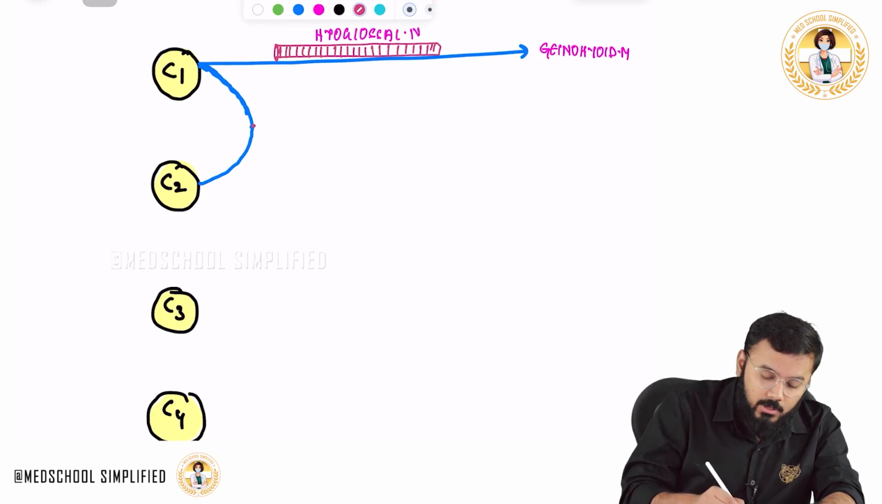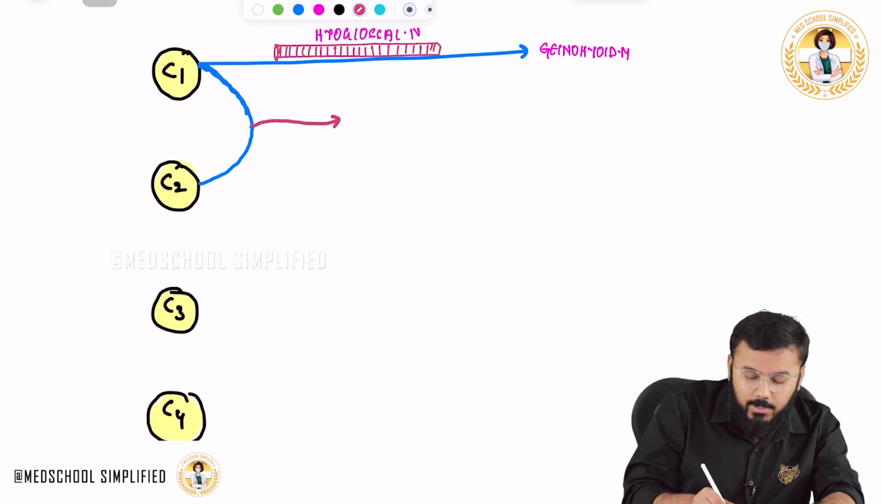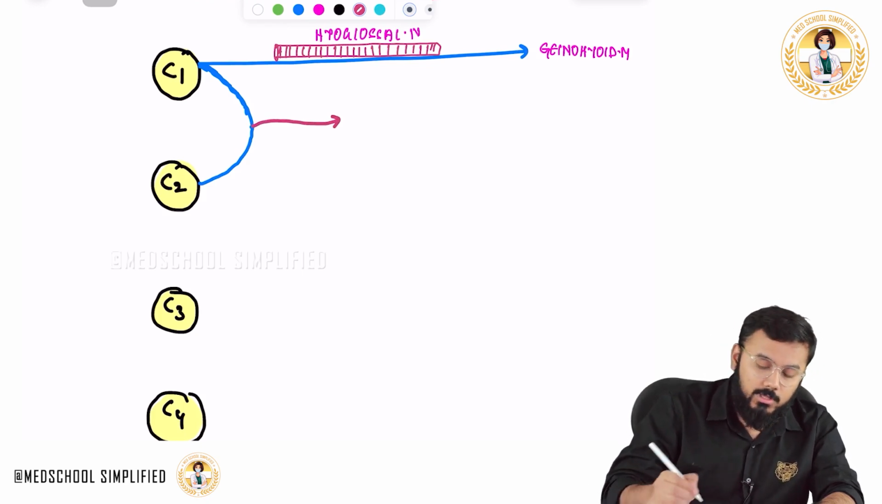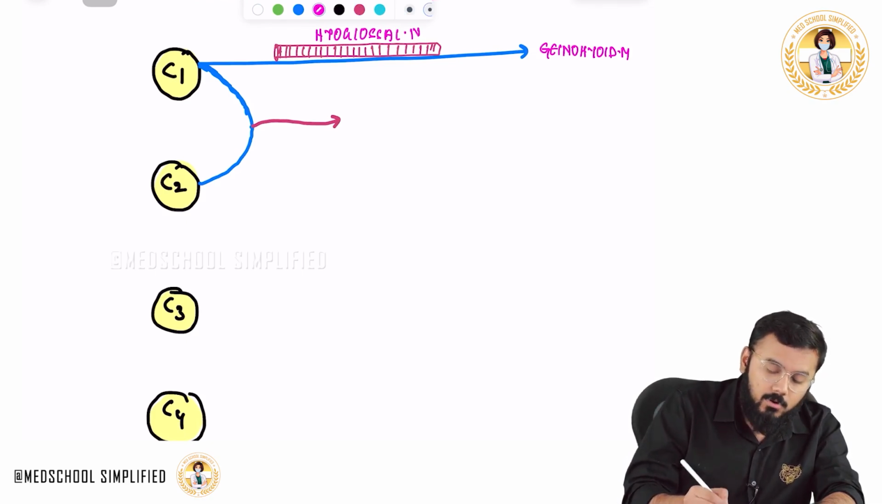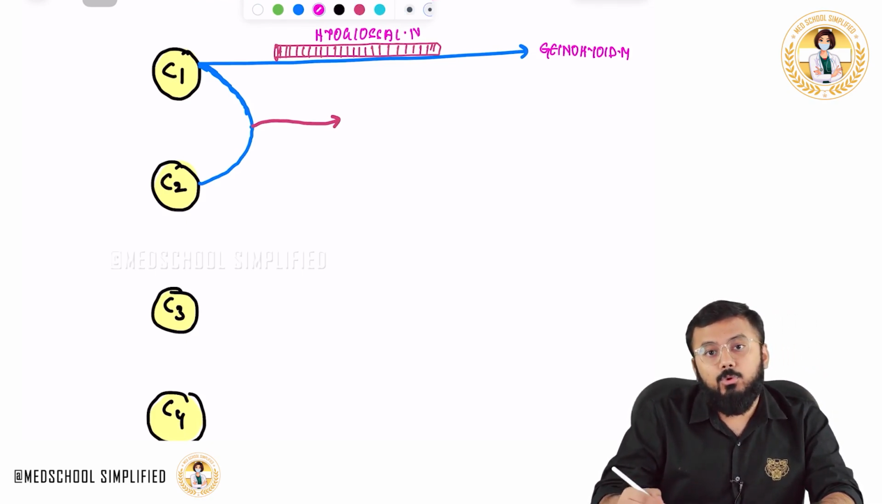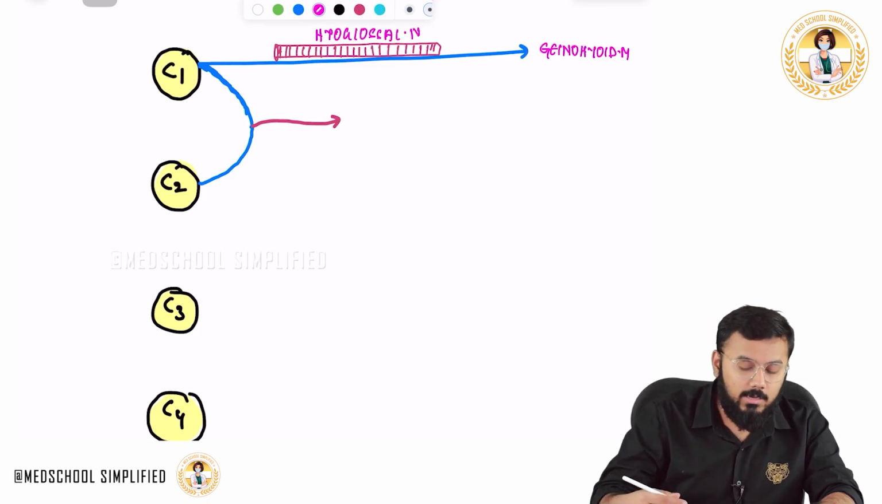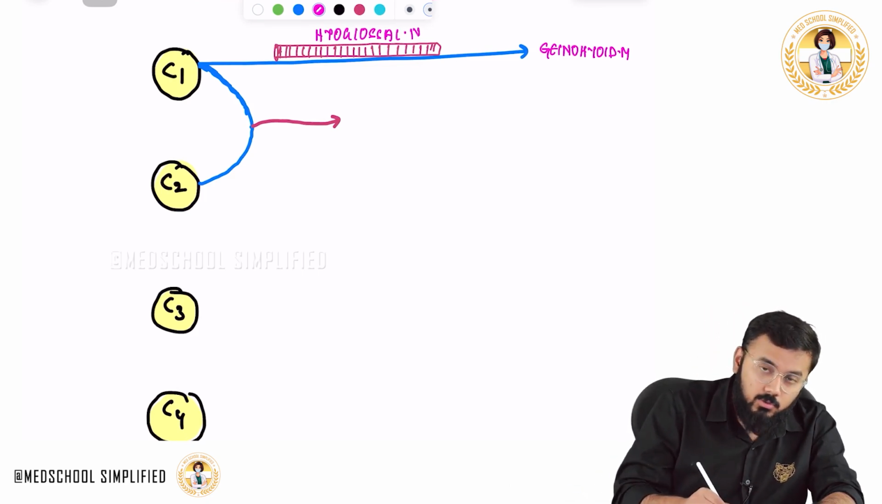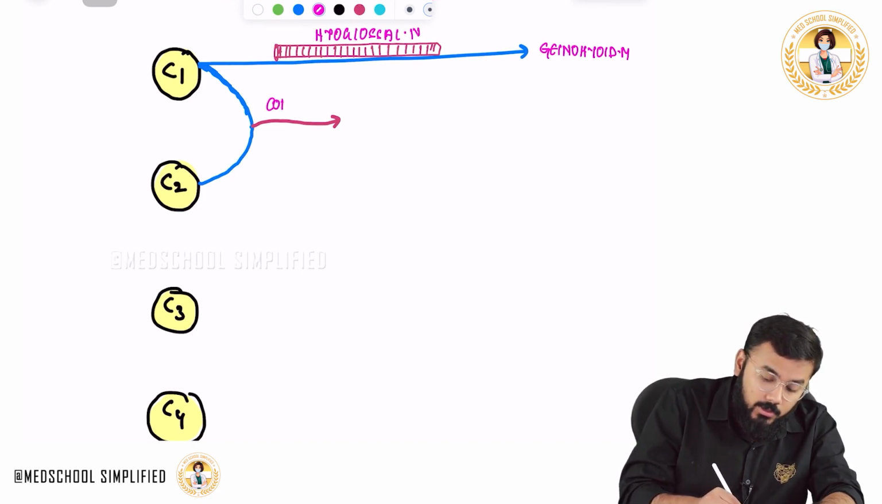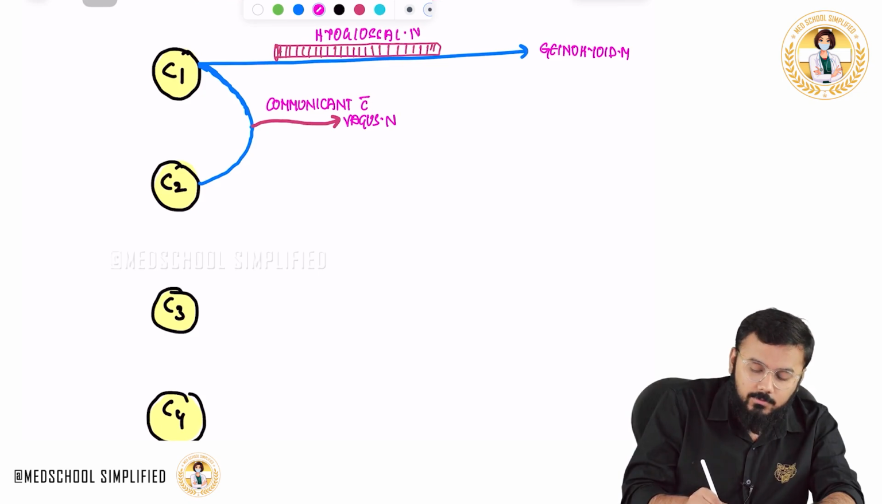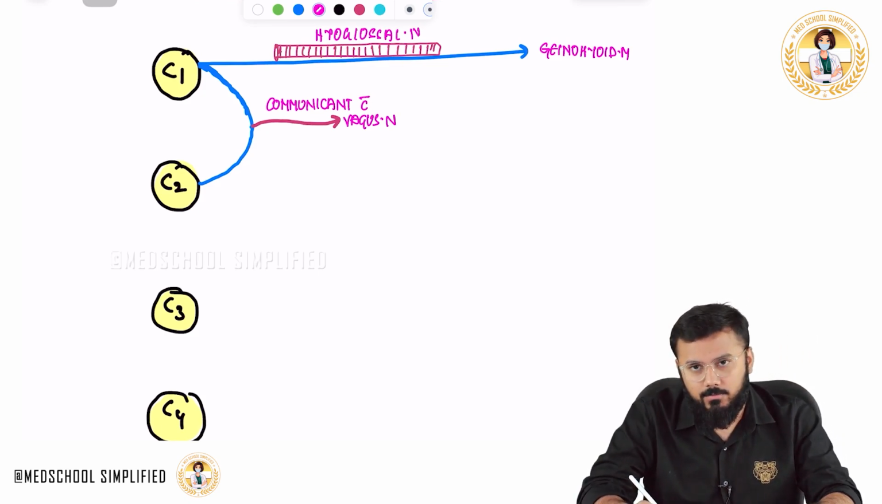For example, you see this particular nerve that is coming out of this. Okay, so this particular nerve which I have drawn over here is called the communicant to vagus nerve. It is like a communication nerve between the cervical plexus and the vagus nerve. So what is this? This is a communicant with the vagus nerve.